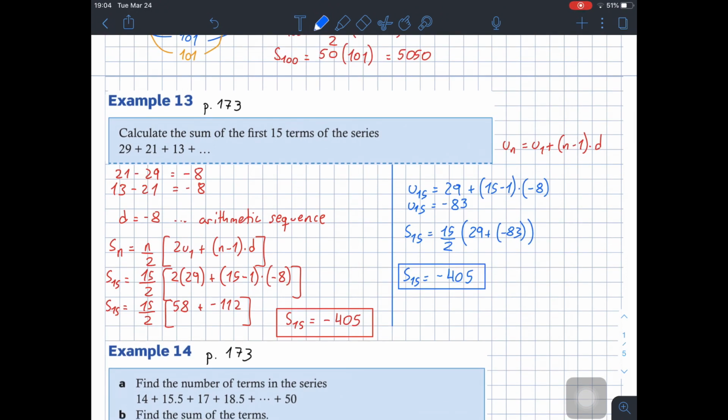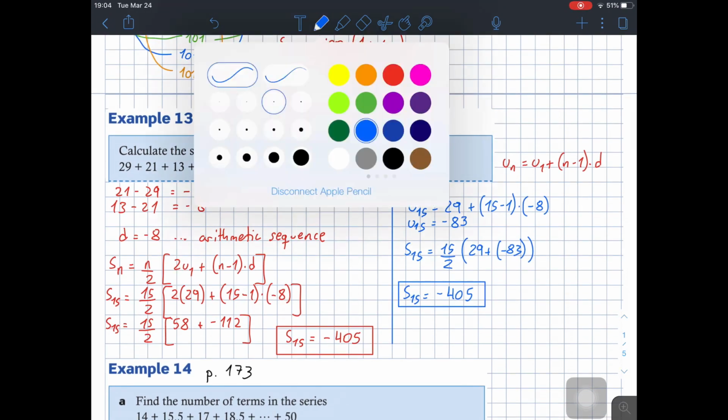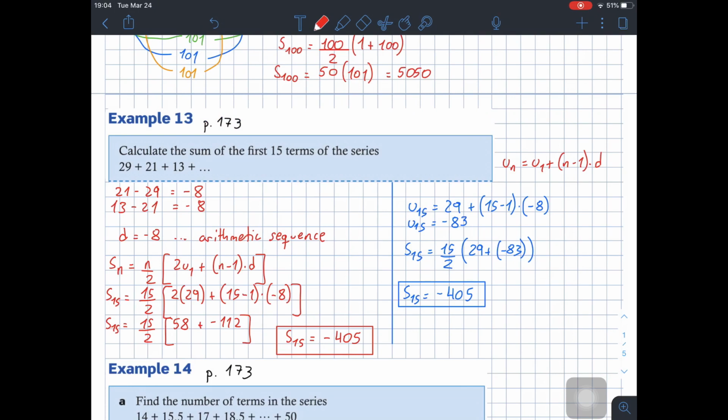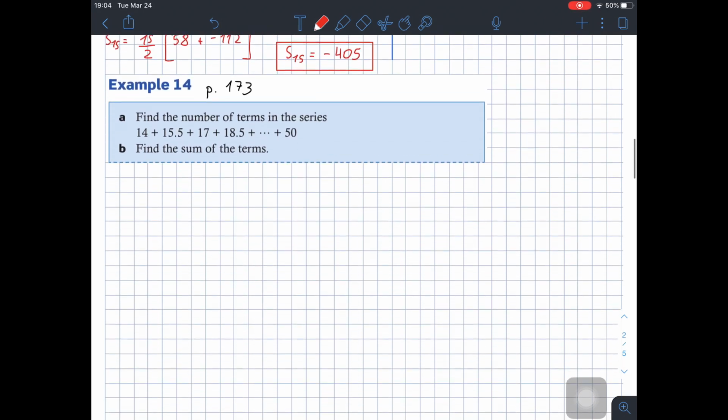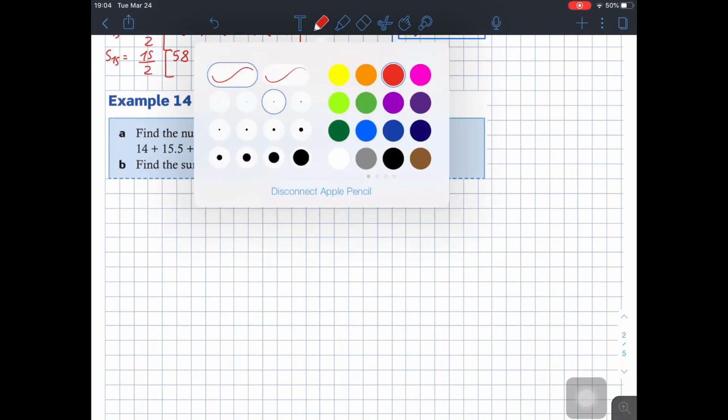Remember, in this case, we used the other form of the sum, which is this one: S of n equals n divided by 2 times u1 plus un. So that's the second way. Okay, so let's keep on with the next example, example 14 of the book.